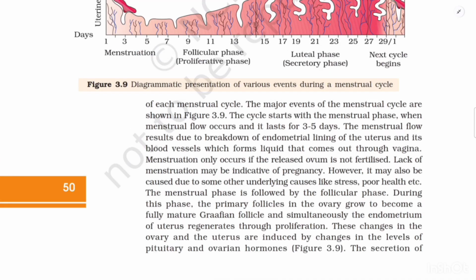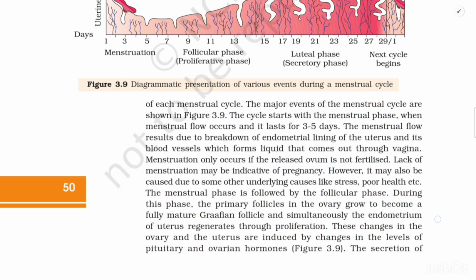The cycle starts with the menstrual phase when menstrual flow occurs and it lasts for 3 to 5 days. The menstrual flow results due to breakdown of endometrial lining of the uterus and its blood vessels, which forms liquid that comes out through vagina. Menstruation only occurs if the released ovum is not fertilized. Lack of menstruation may be indicative of a pregnancy. However, it may also be caused due to some other underlying causes like stress, poor health, etc.